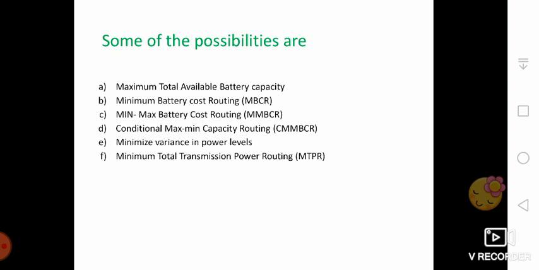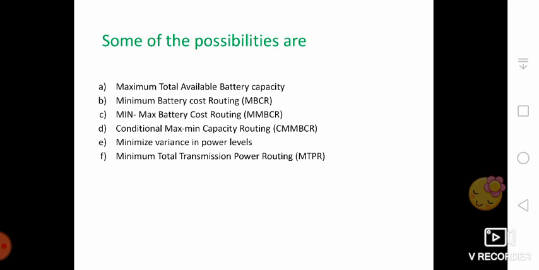Then the next one is minimize variance in power levels. To ensure a long network lifetime, one strategy is to use up all the batteries uniformly to avoid some nodes prematurely running out of energy and disrupting the network. Hence routes should be chosen such that the variance in battery levels between different nodes is reduced.